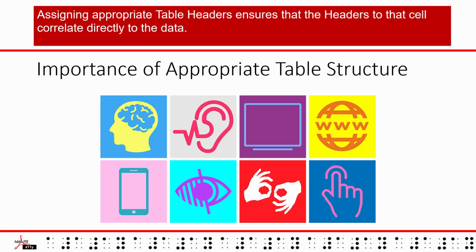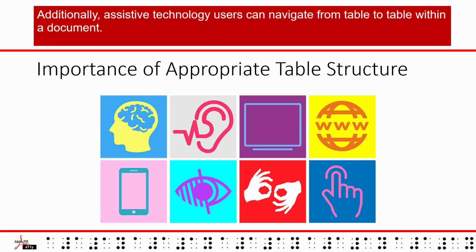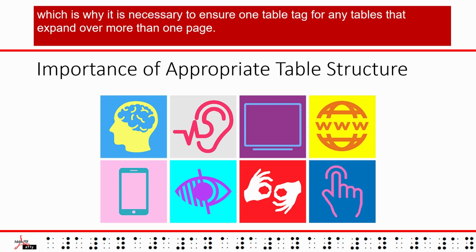Assigning appropriate table headers ensures that headers to that cell correlate directly to the data. If the headers are assigned, the user can easily hear the headers to a particular cell without having to navigate to the top of the table. Additionally, assistive technology users can navigate from table to table within a document, which is why it is necessary to ensure one table tag for any tables that expand over more than one page.